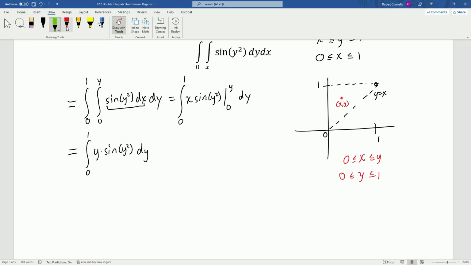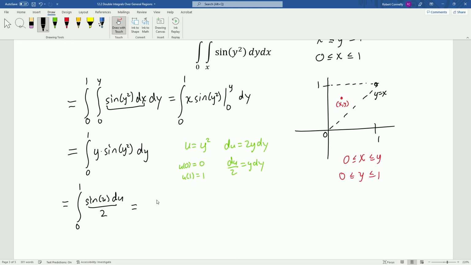And now here we can just do a basic u substitution. u equals y squared, so du equals 2y dy. So du over 2 equals y dy. And if I evaluate u at 0, I get 0, and u at 1, I get 1. So I get new bounds of 0 and 1. They happen to be the same bounds. And I get sine of u du divided by 2.